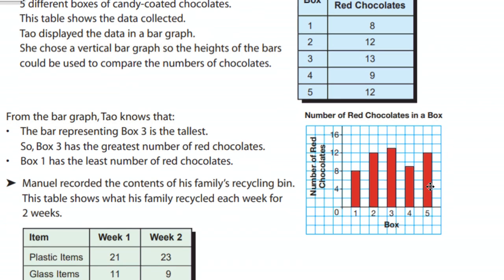From the graph, she knows that box 3 is represented by the tallest bar. So box 3 has the greatest number of red chocolates. Box 1 had the least number of red chocolates, and we can tell that because it is the smallest of those bars. So this is one way that we could represent, and this is a bar graph. So we color up to the number that represents whatever our value is.